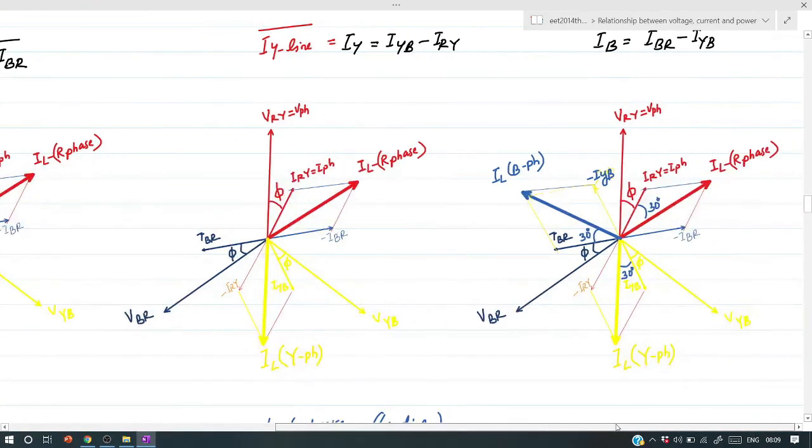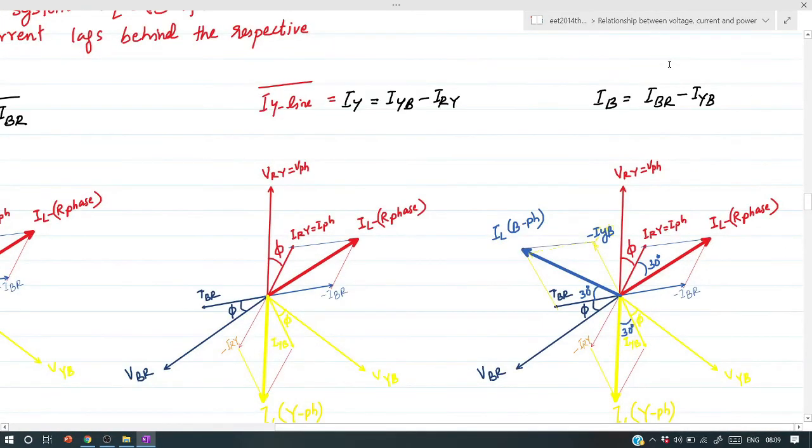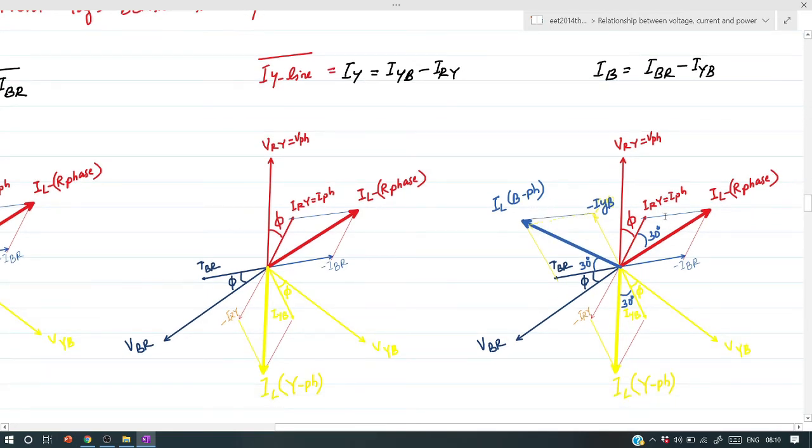Similarly, let's consider B phase. The relation is like this. Here we need to find the phasor sum of IBR phasor and minus IYB phasor. Here also it is clear that the line current corresponding to B phase is clockwise with respect to the corresponding phase current. So IL lags the corresponding phase current by an angle of 30 degree. So this is the complete phasor diagram corresponding to this situation.